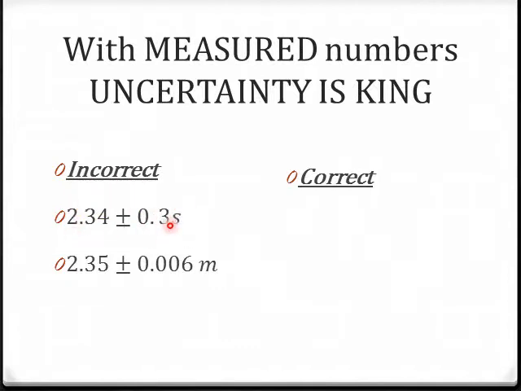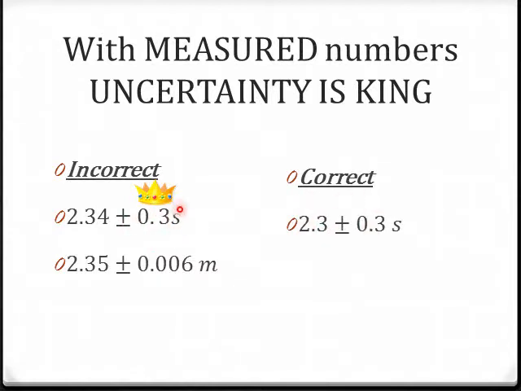This is incorrectly listed. What would be the correct way to list it? Well, the general rule that you should always remember with measured numbers is that the uncertainty is king. That's a phrase I'll frequently use. What I mean by that is that with measured numbers, the uncertainty is king, so you've got to match the number to the uncertainty. So we're going to correctly round this value to this.